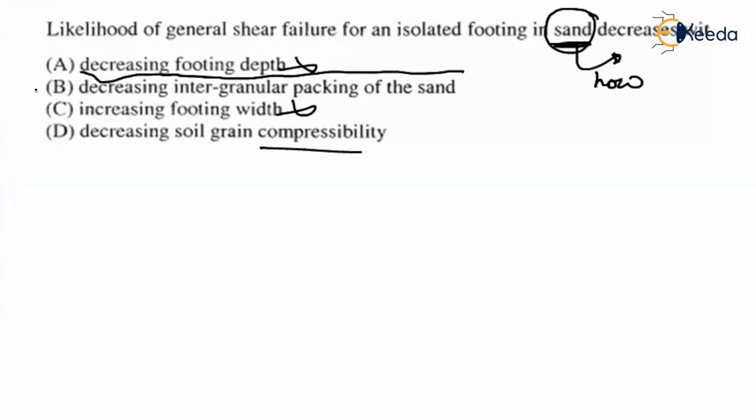If you are decreasing this packing, that means you are making your sand loose. If your sand is in loose condition, then it won't show the general shear failure. If your intergranular distance is very small, that means it is behaving like a dense sand. As it is sand, only dense sand will show the general shear failure. So it only depends upon the intergranular packing. So the correct option will be that.